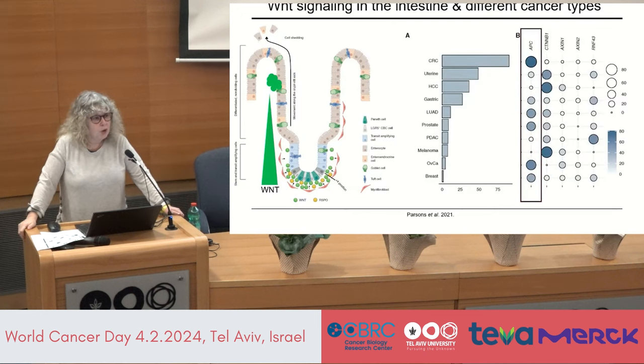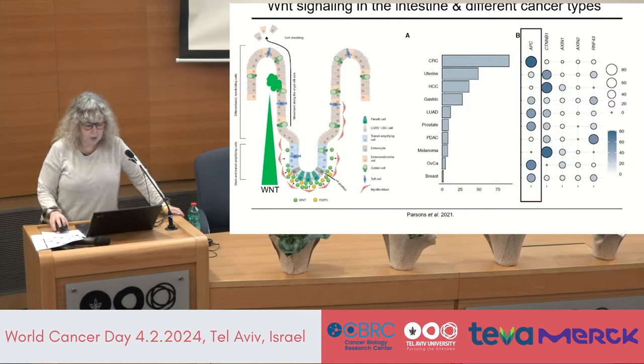However, in addition to colorectal cancer, the Wnt pathway and these components are also mutated in other cancer types. Here's an example of APC that I'm talking about. We see it mutated largely in colorectal cancer, but also in the other cancer types.